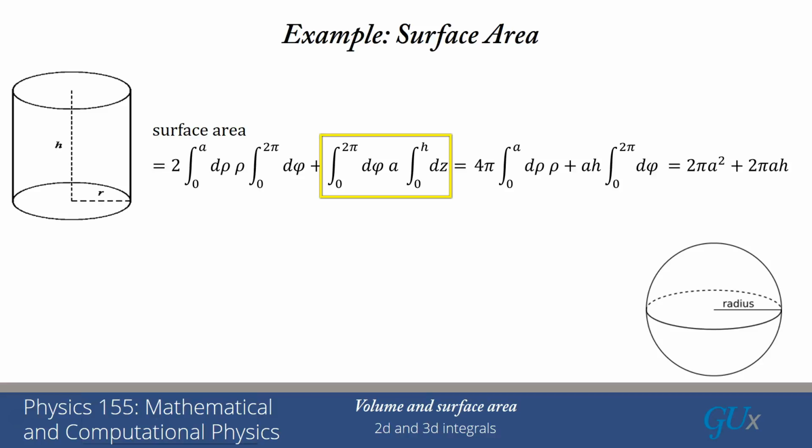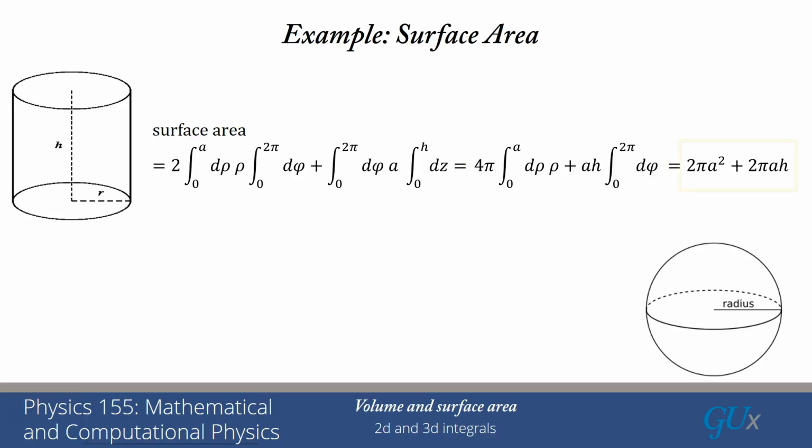And then I have an integral from 0 to h of dz. Now let's evaluate the angular integral for the first part, and I will get a 4 pi integral 0 to a d rho times rho. And I'll evaluate the z integral for the second part. I'll get an a integral 0 to 2 pi d phi. Those integrals that are left are easy to do.